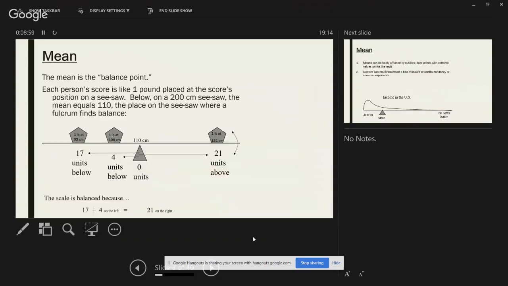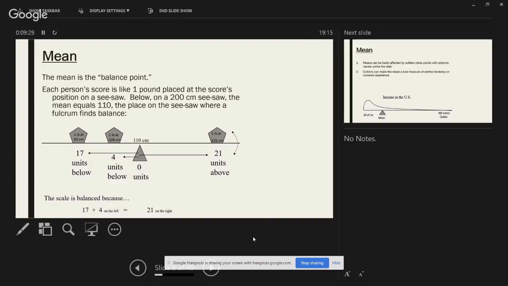Mean can also be called a balance point. Look at this particular example. Say we have a seesaw which is 200 centimeters long, and we want to put a fulcrum somewhere at a point so that it becomes a balance point, and the seesaw is balanced.